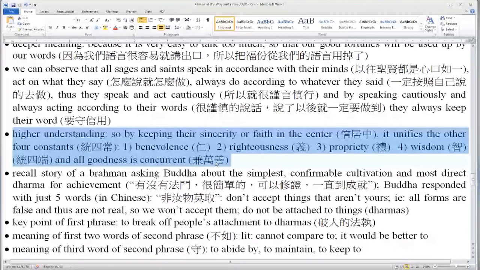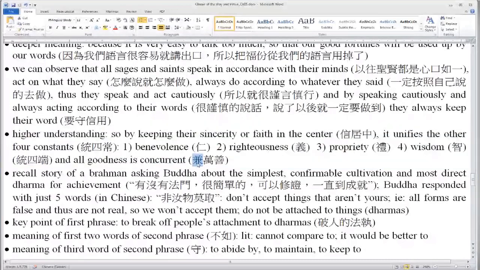That means simultaneous, at the same time. It could mean double or twice, but here it just means all goodness is simultaneously present. So that's why faith or sincerity is very important, and 居中, in the center. There's another meaning, but at the higher level it just means that it is the Buddha nature of faith that unifies everything.